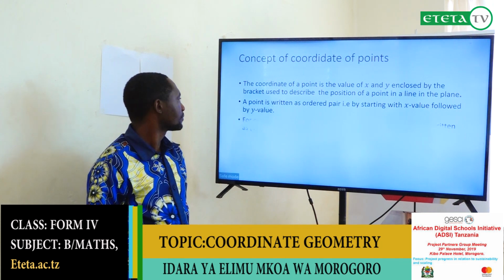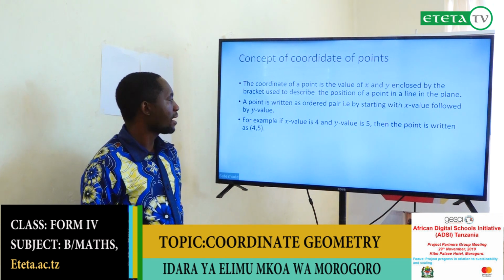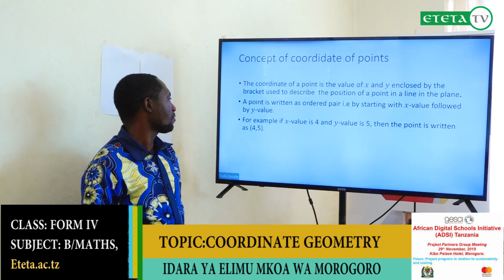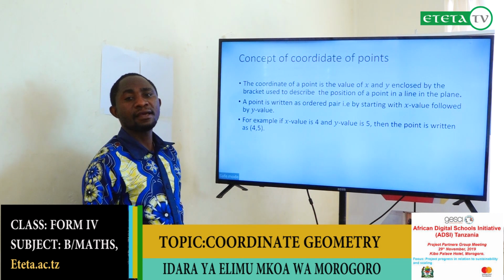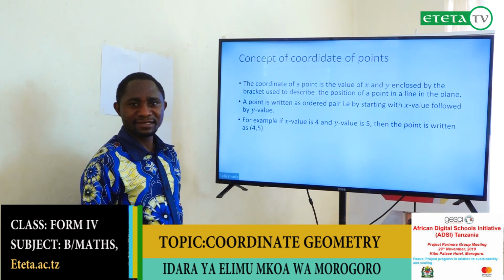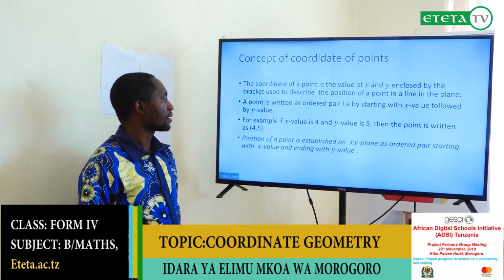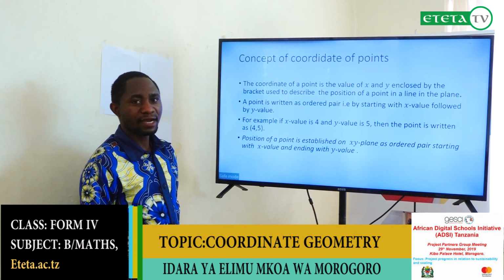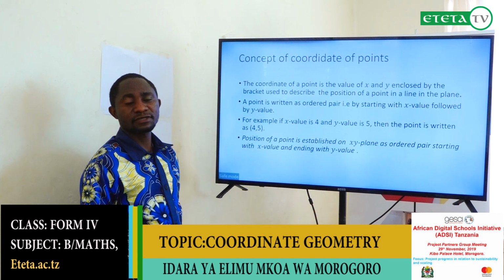For example, we are given x value as 4 and the y value as 5. Then the point is written as (4, 5). But that point (4, 5) can be located on the XY plane by starting with the value of x, ending with the value of y. Now we can see how we can locate such a point (4, 5) on the XY plane.